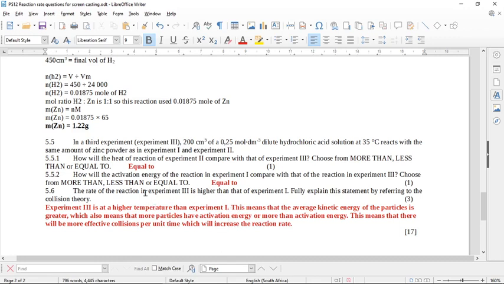I know that's said over here, but they must all go together into this 1, 2, 3 thing. You should look at the memo, but make sure you have effective collisions, make sure you've referred to how many particles have activation energy, and make sure you state this is going to increase the reaction rate.